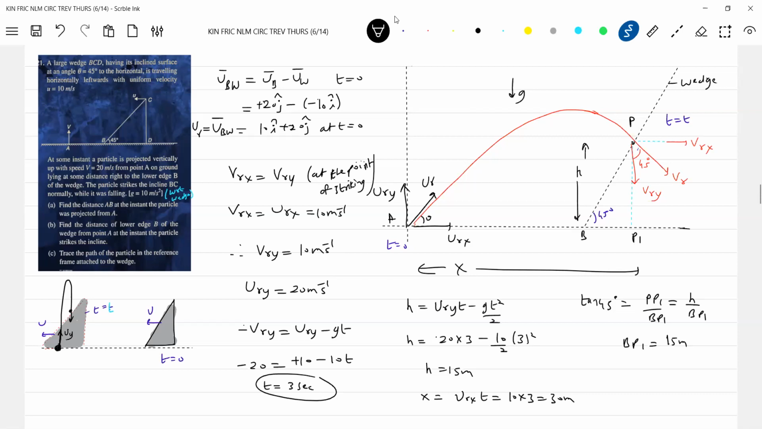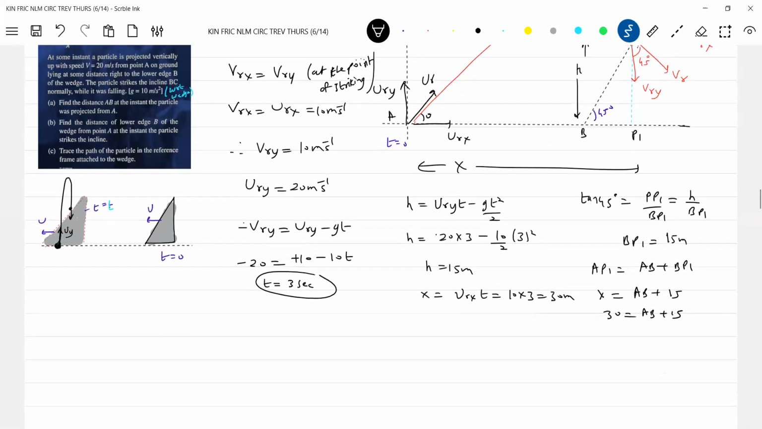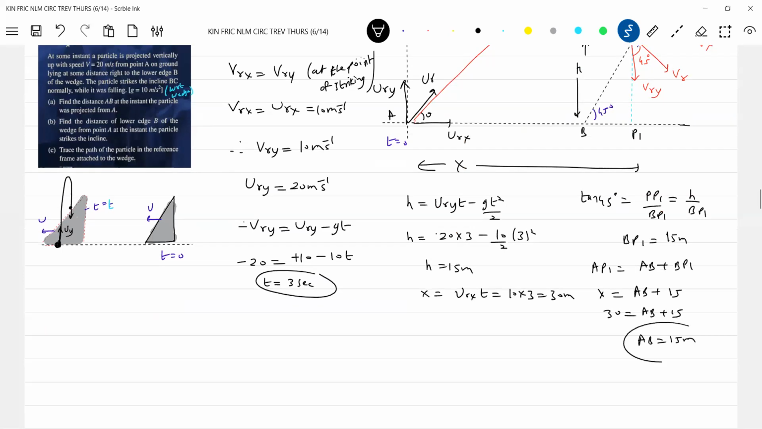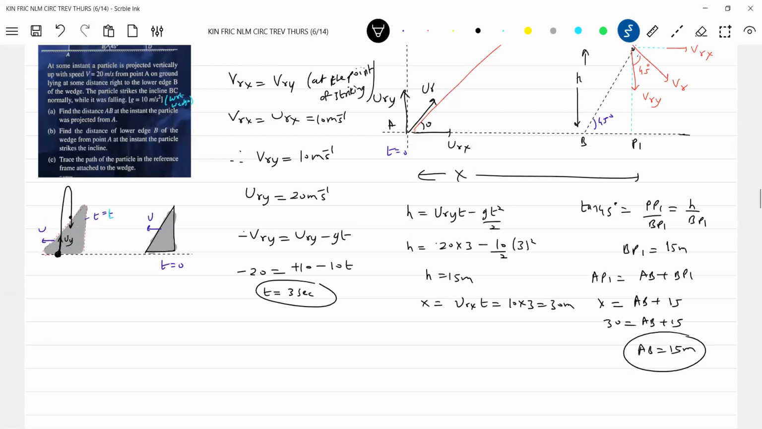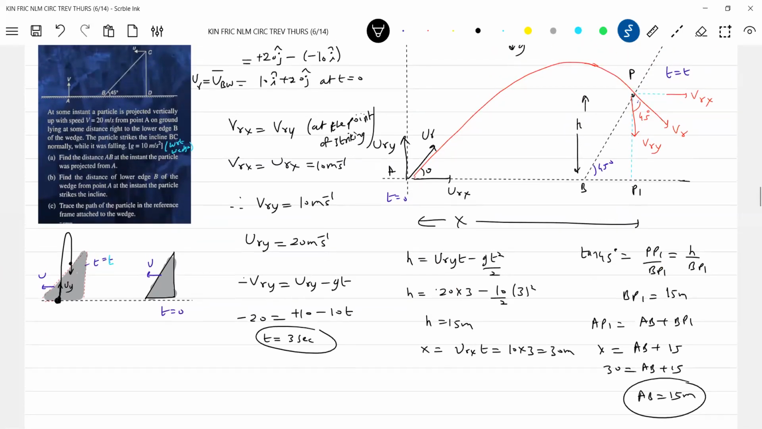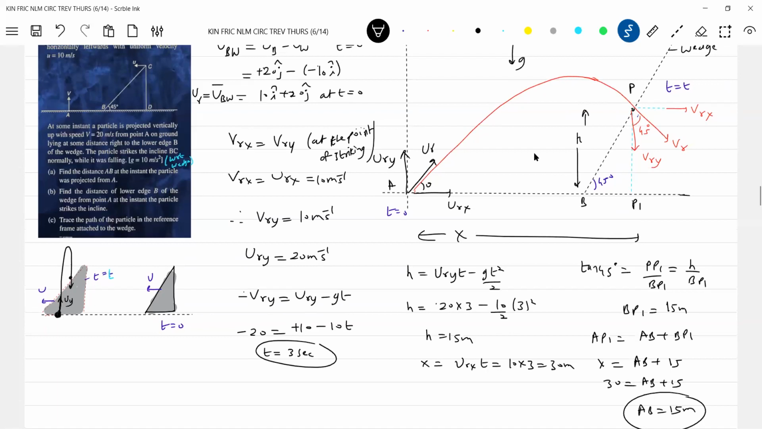Now we know X. Can we get the distance? So AP1 is equal to AB plus BP1. AP1 is X. AB is unknown. BP1 is 15. Okay, now look at this. What is the overall? Once you get the time, I think we are able to get all the things very systematically.